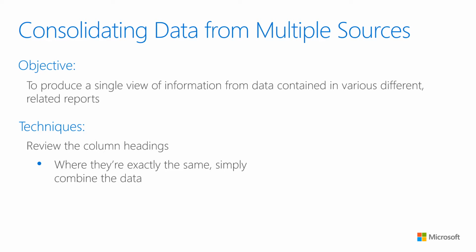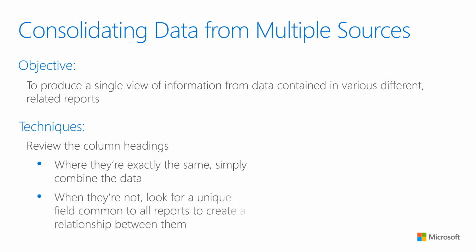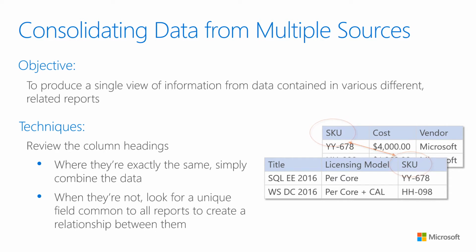On the other hand, when they're not the same, look for a unique field that's common to all the reports that you're working with to create a relationship between the reports so that you can generate a final report. Have a look here at two reports I might have with these fields here. The left-hand report might come from the SAM team, listing all authorized software titles, and the right-hand one from procurement, listing costs for each product. And my task is to create a single consolidated report with all of the information.